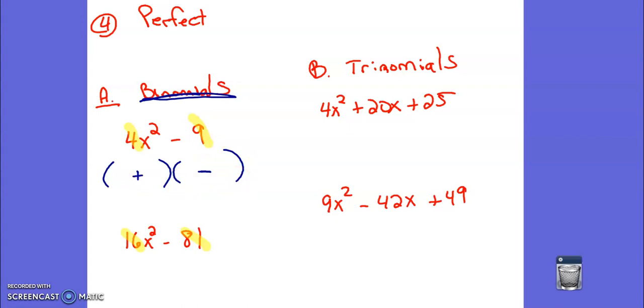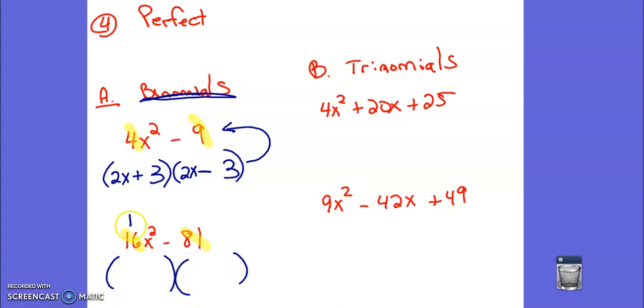So then you basically say what times what is 4x squared, which is 2x, and then what times what is 9, which is 3 and 3. If you FOIL that, you would see that this equals that. I keep saying that. Make sure you FOIL it to check it. Same thing with this example.